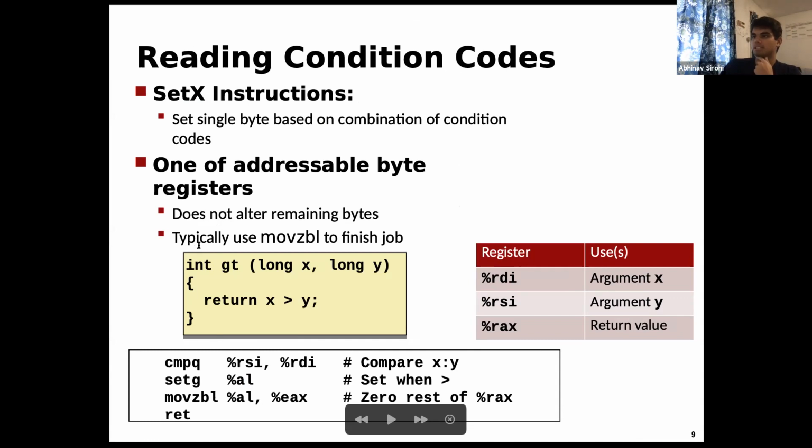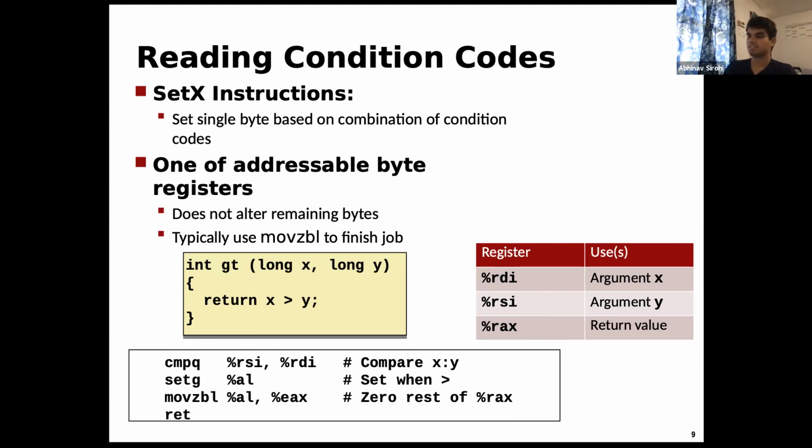So okay, let's take a look at this function, right? It's just GT, greater than, so it takes a long X and a long Y, and it returns X is greater than Y. So it'll be true when X is greater than Y, false when it is less than or equal to. So basically let's translate this into assembly code now. And so let's say we have RDI storing argument X, we have RSI storing argument Y, and RAX will store our return value.